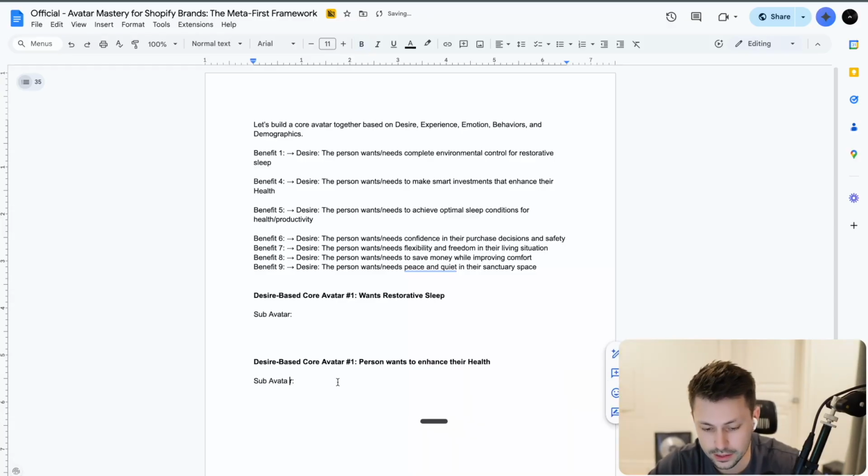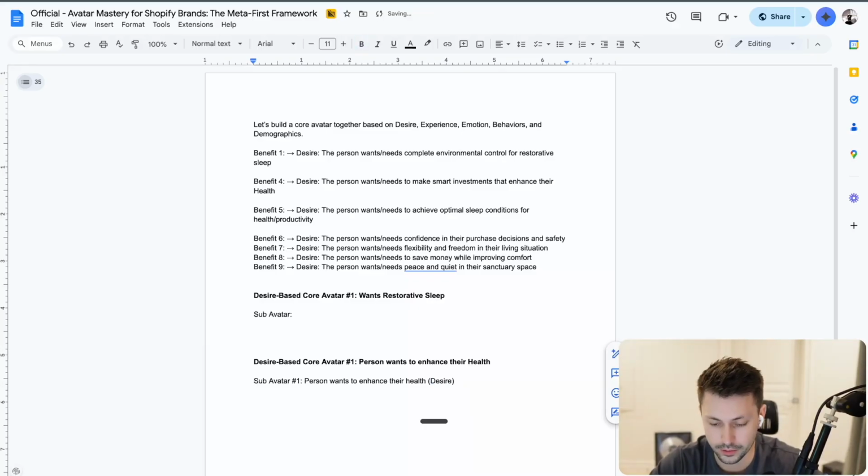So if you see this while you're doing avatar hunting as well, you can also create a sub avatar. So sub avatar number one is obviously this. Person wants to enhance their health. And if it helps you guys, what I would recommend is just add the little brackets. At least that helps me. So I'm like, this is the desire. Okay, we're clear on that.